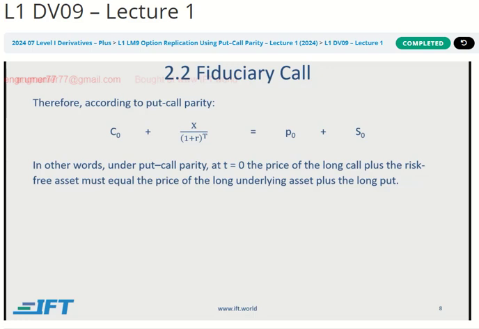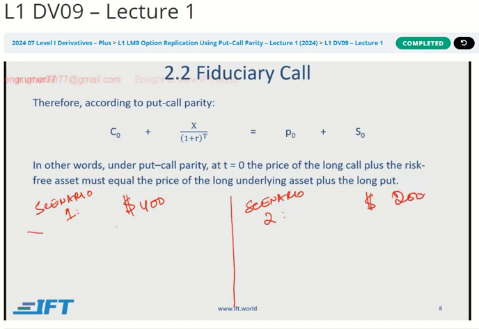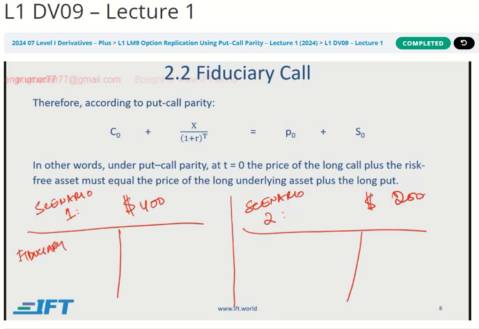Now let's look at 2 scenarios. Scenario 1, where Apple goes up to 400, and scenario 2, where Apple goes to $200. And what will happen in each of these scenarios to your fiduciary call, and what will happen to your protective put.